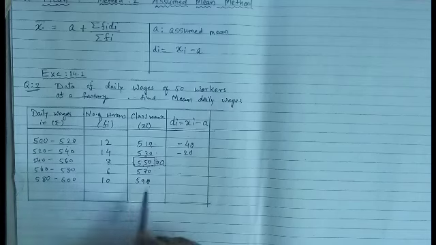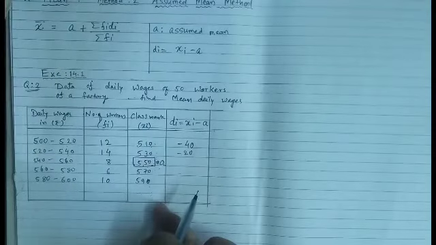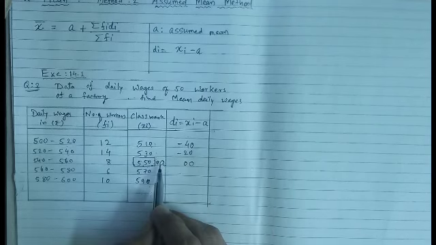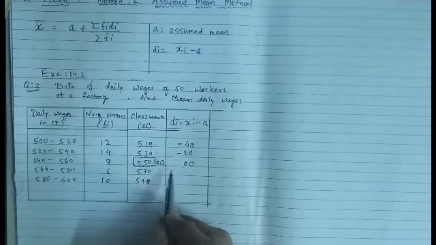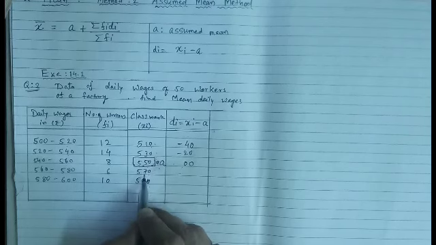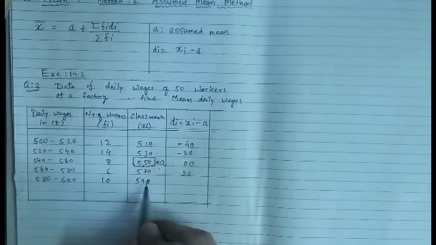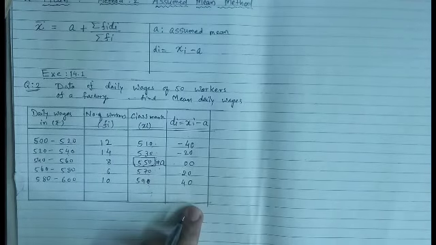Then for the third term, here xi is 550 and a is 550 for all the terms. That means 550 minus 550, it will be 0. So the di term in front of a will always be 0. Then for the next term, xi is 570, a is 550, 570 minus 550 will be positive 20. Then for the next term, xi is 590 and a is 550, 590 minus 550 will be 40. So these are the values of di for each term.